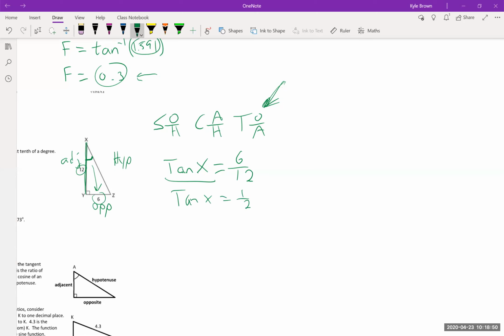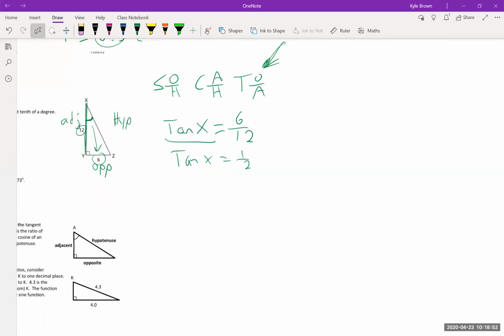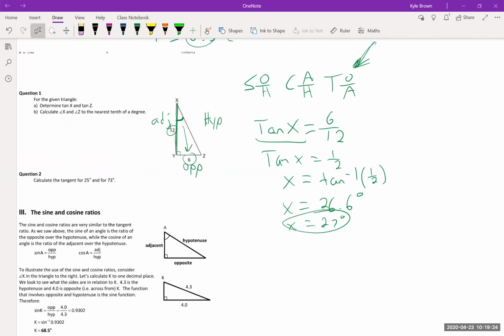It doesn't actually matter how you write it. I don't want tan of the angle, I want the angle itself. So my next step is x is equal to tan negative 1 of a half, or 0.5. If you put that in, you should get x is equal to 26.6 degrees, which you could round to 27 degrees. Okay, so that'd be x.